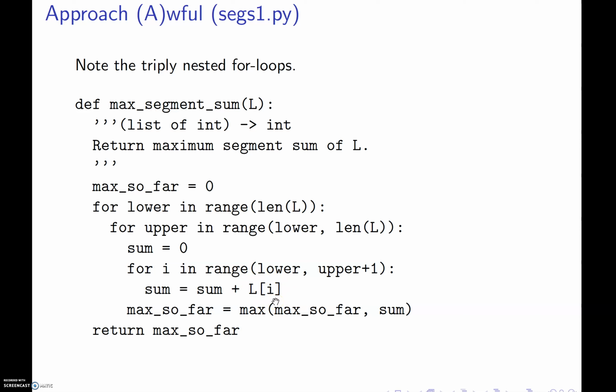All right. So once we're done with this for loop, we go on to this max so far. We're going to compare max so far and sum and take whatever is maximum. So if that sum is bigger than the max so far, it gets replaced. And then it just returns the max so far once we've iterated through the full range of the length of the list, and the range from the lower up to the length of the list. Of course, that's our nested loop there.